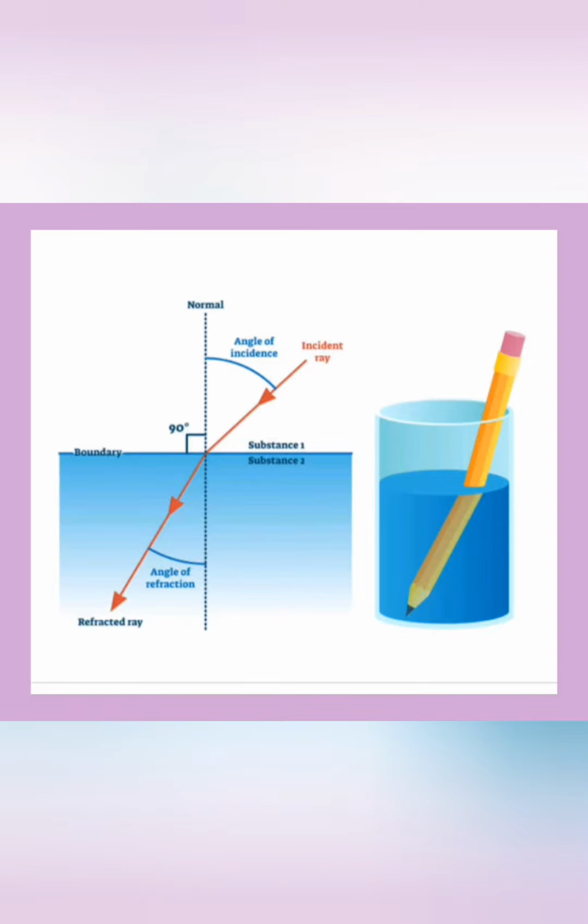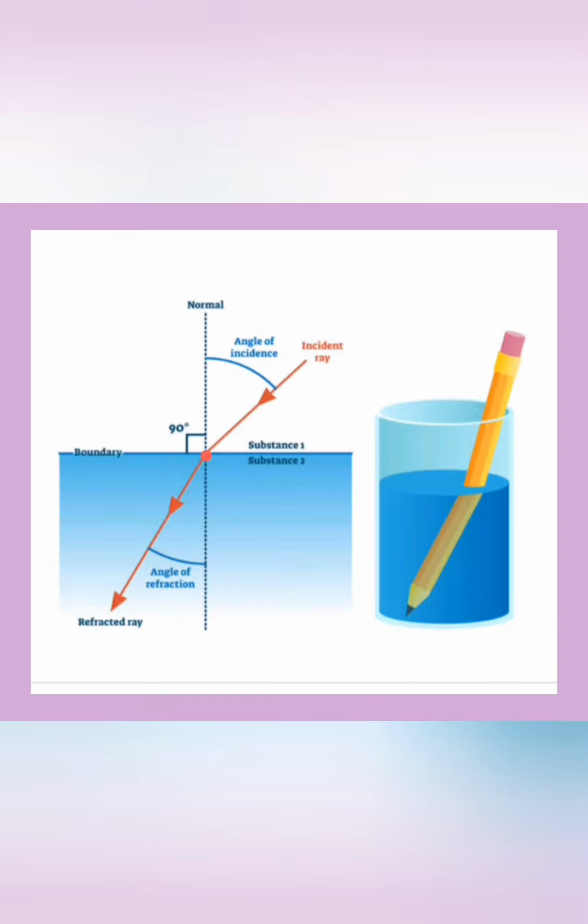And this is the boundary of the two mediums, and we can draw the normal to the boundary, a perpendicular drawn to the boundary of the two substances or two mediums, medium 1 and medium 2. This forms 90 degrees with the boundary, and this is the normal line. And you can observe the incident ray, the ray which falls on the boundary of the two mediums, making an angle with the normal where it meets the boundary.